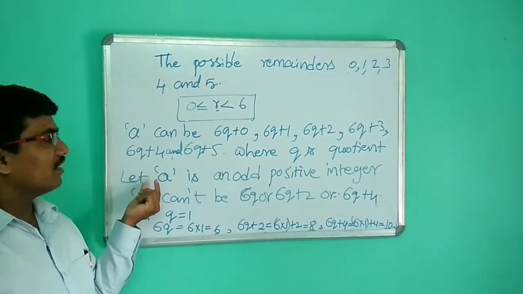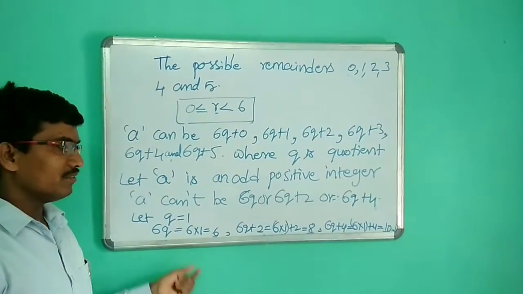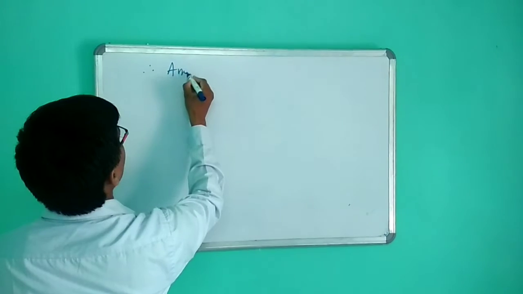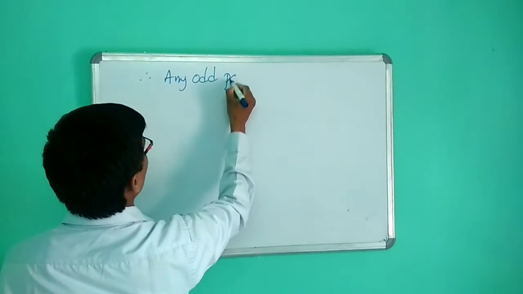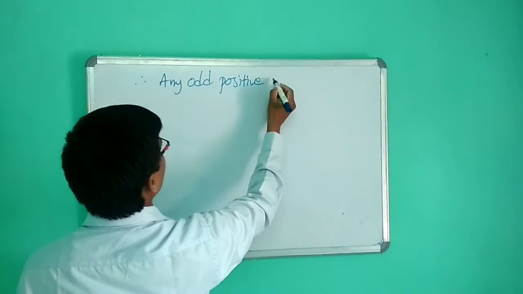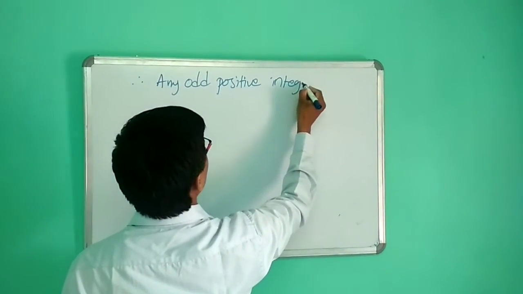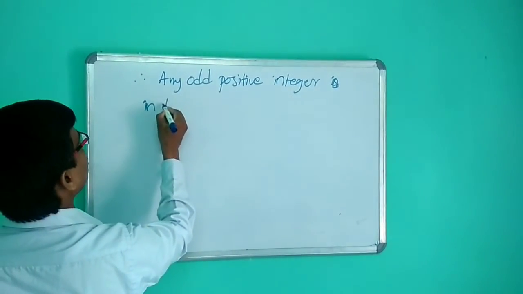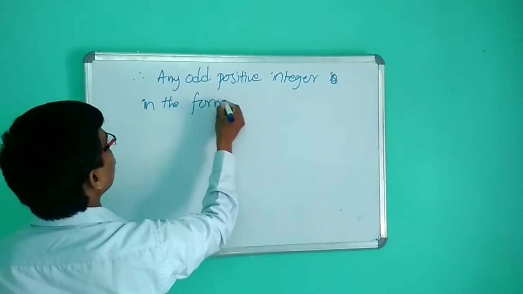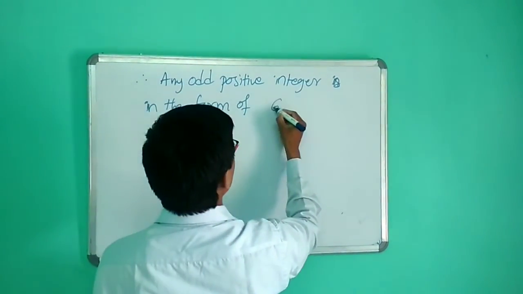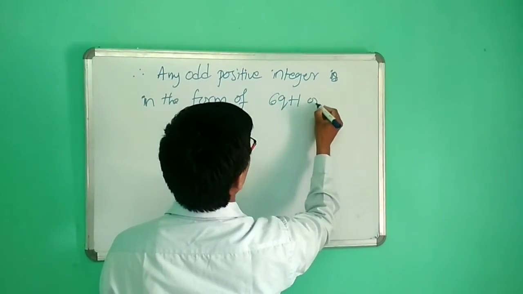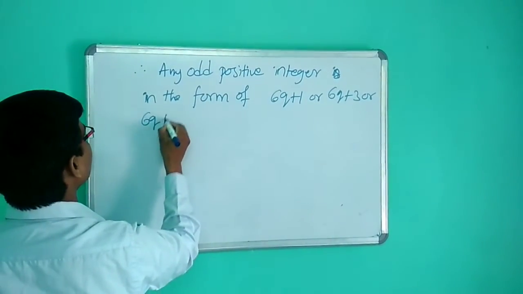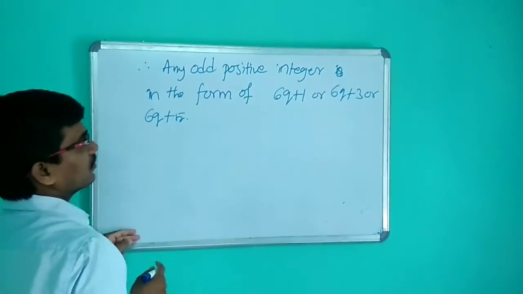That's why, since a is an odd positive integer, therefore any odd positive integer is of the form 6q + 1 or 6q + 3 or 6q + 5. This is the final conclusion.